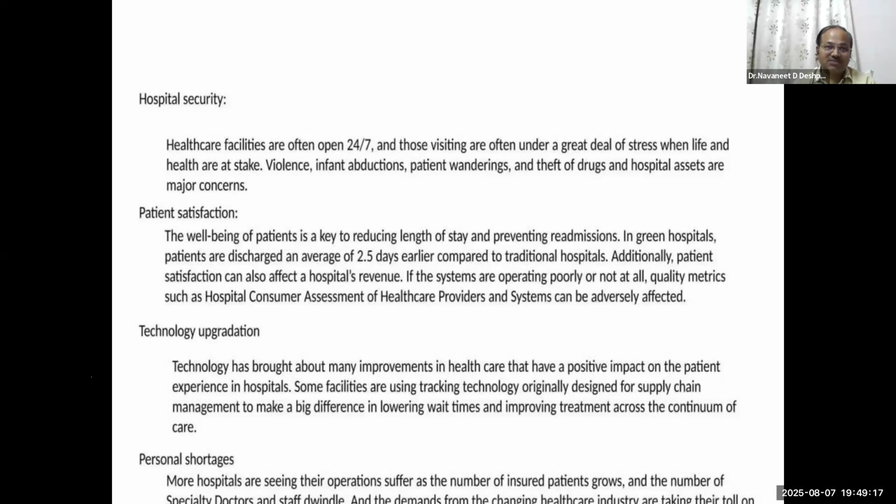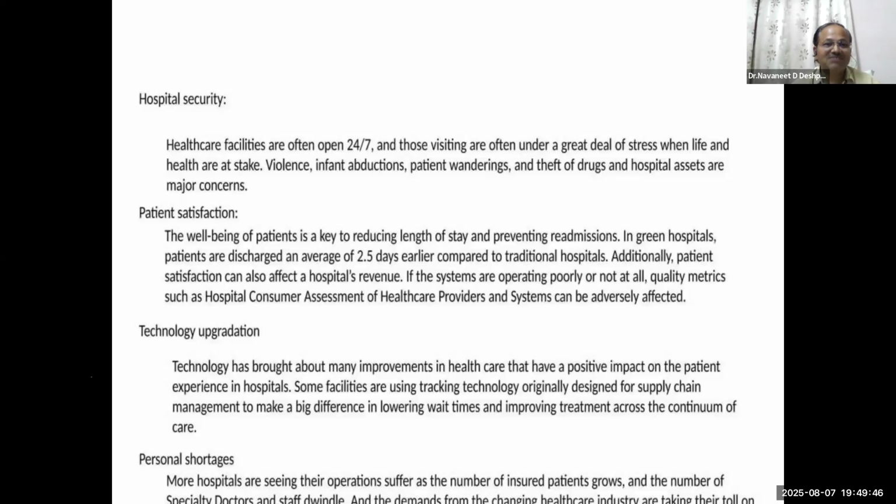Next comes patient satisfaction. The well-being of the patient is key to reducing the length of stay and preventing readmissions. So in green hospitals, as of now, there are certain certified green hospitals which require that the patient has to be discharged in an average of 2.5 days. Earlier, traditional hospitals used to keep the patient for say 3 days, 4 days, or even 7 days. But now that has also been significantly reduced. Nobody wants to keep the patient for more number of days.